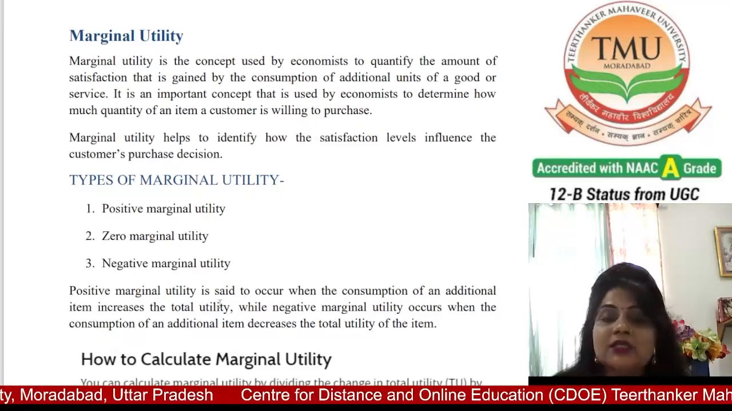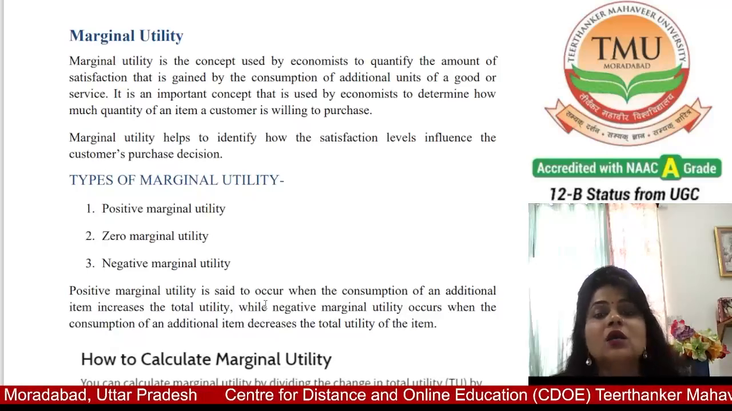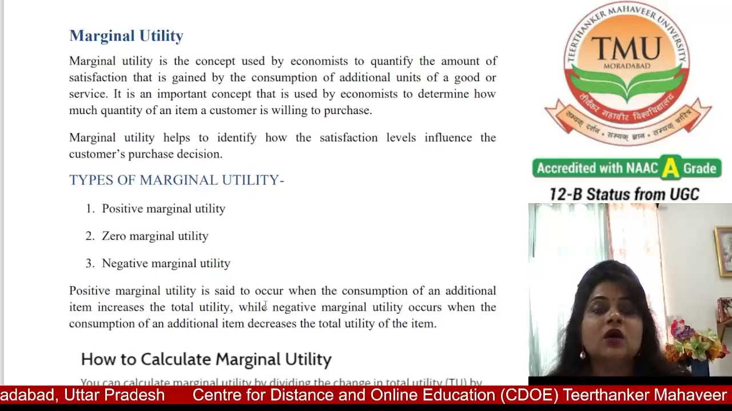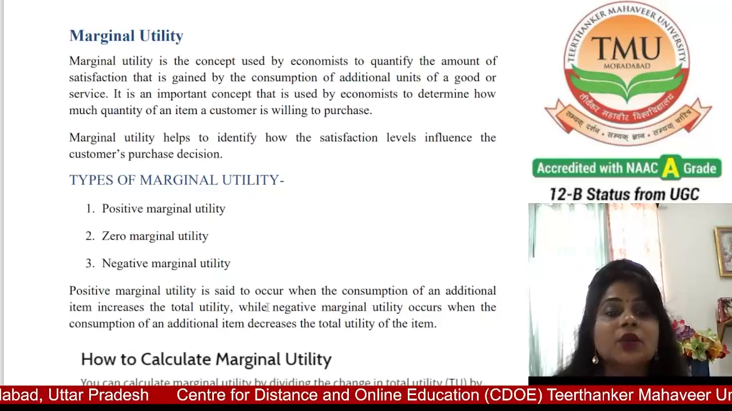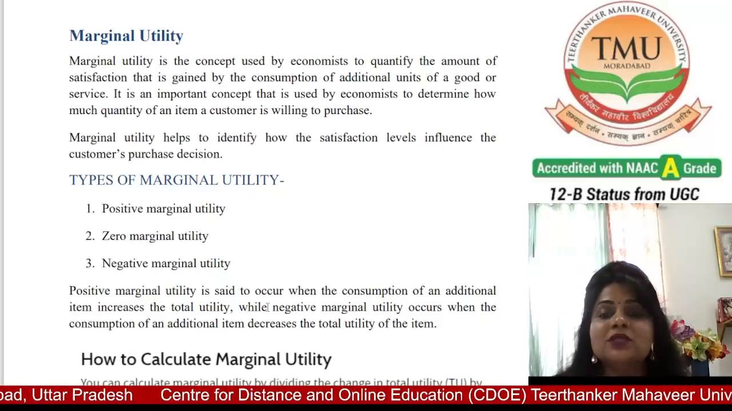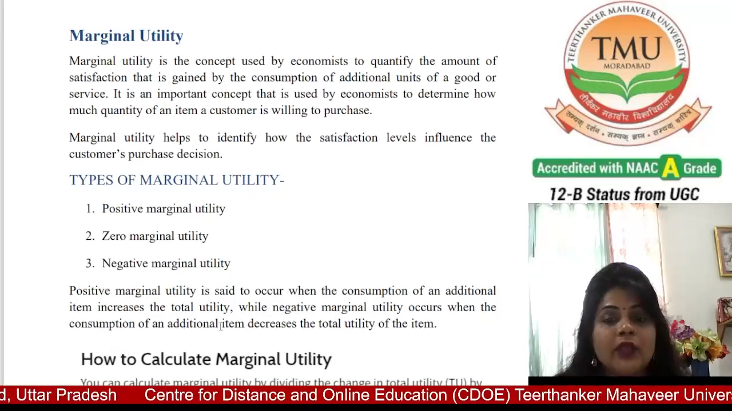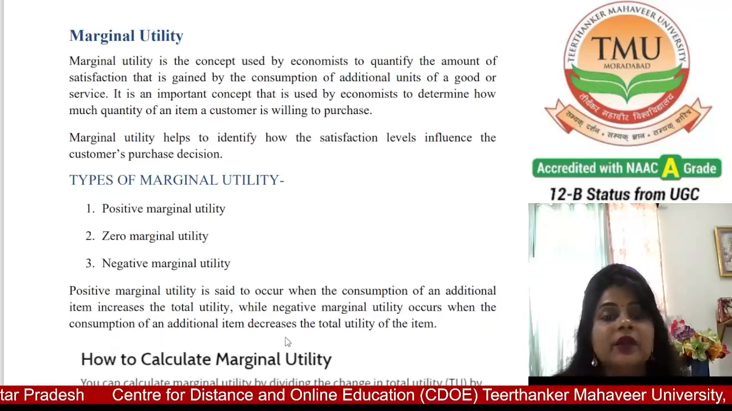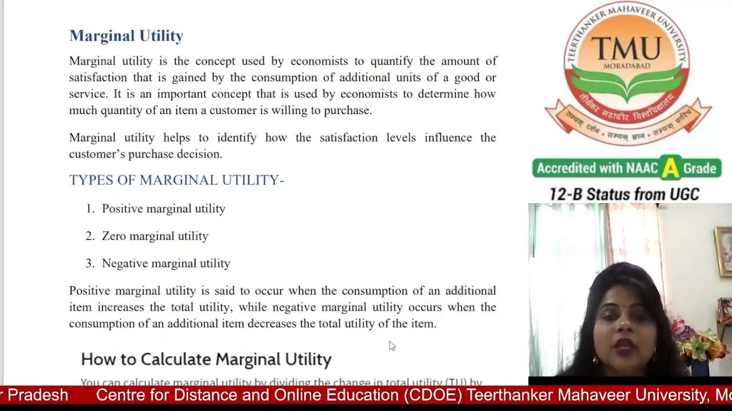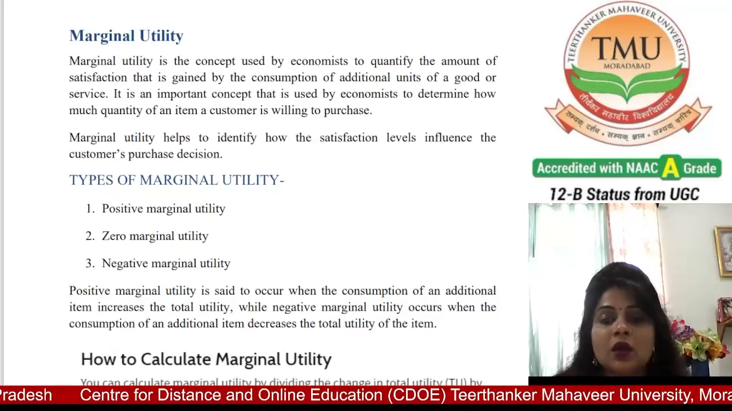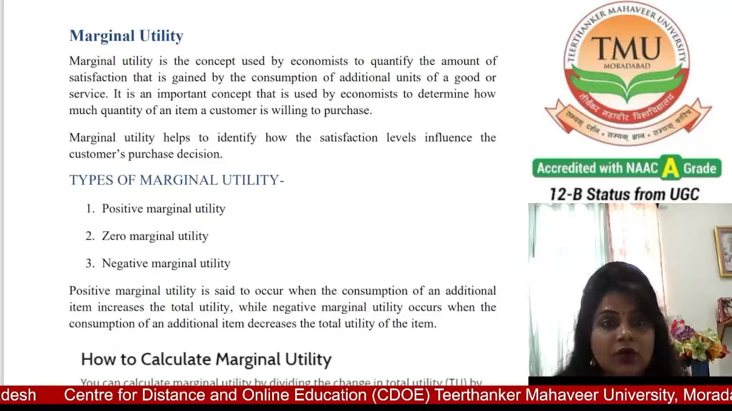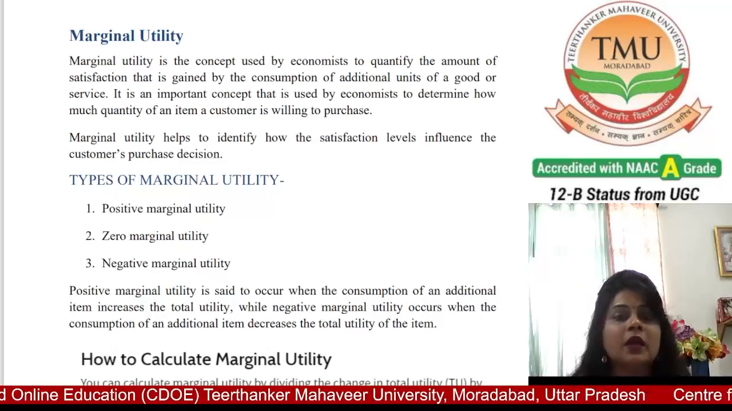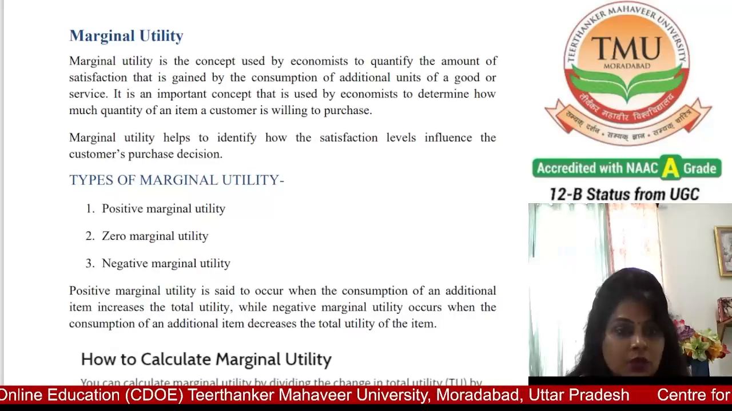Positive marginal utility is said to occur when the consumption of an additional item increases the total utility, while negative marginal utility occurs when the consumption of an additional item decreases the total utility of the item. Now, I have discussed the three types of marginal utility. I think you have completely understood what marginal utility is.